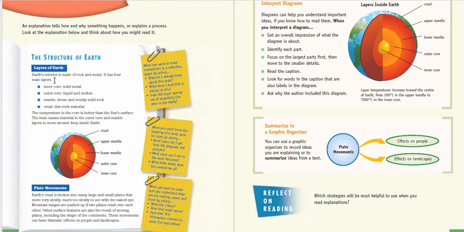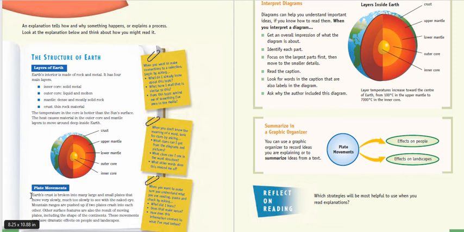The Earth's interior is made of rock and metal. It has four main layers: inner core, solid metal; outer core, liquid and molten; mantle, dense and mostly solid rock; and crust, thin rock material. The temperature in the core is hotter than the sun's surface. The heat causes material in the outer core and mantle layers to move around deep inside the Earth. When I look at this diagram, it is placed right after this set of text so that it shows you even more about that text. Then I can read plate movements.